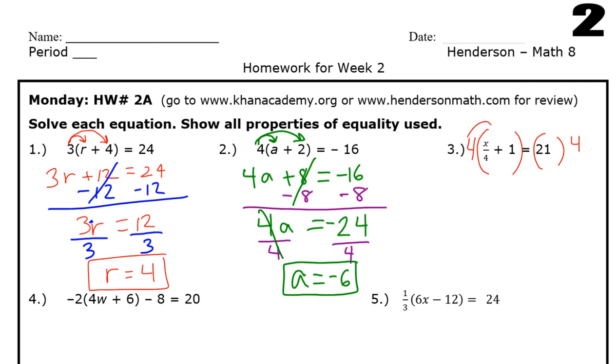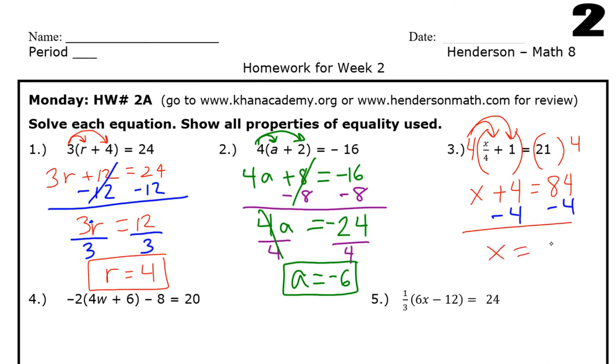But remember, you multiply both quantities. So 4 times x is 4x, and 4x divided by 4 is 1x. And 4 times 1 is 4. And don't forget I have to multiply this whole side. 4 times 21 is 84. And then I'm going to subtract 4 from both sides.